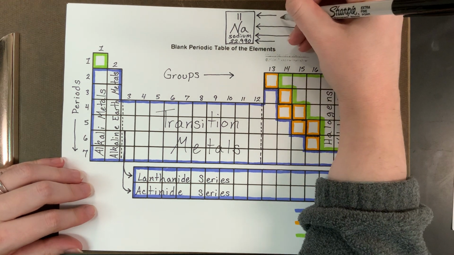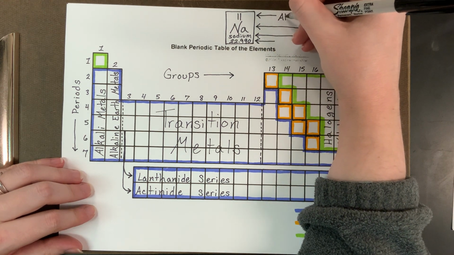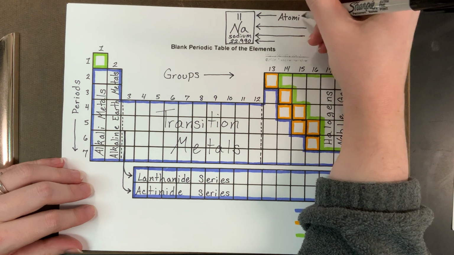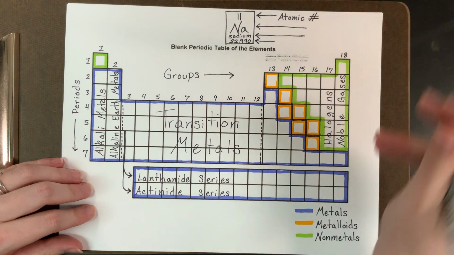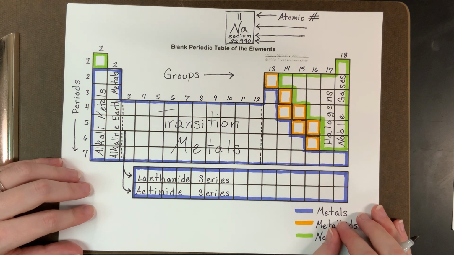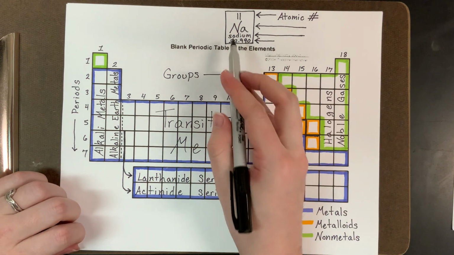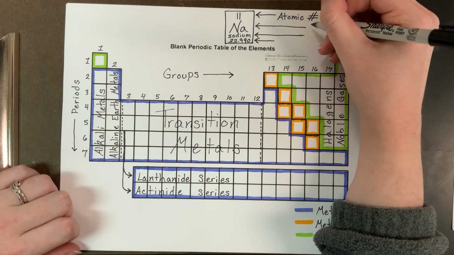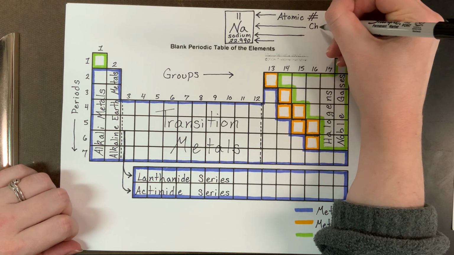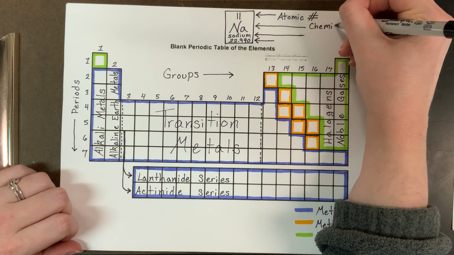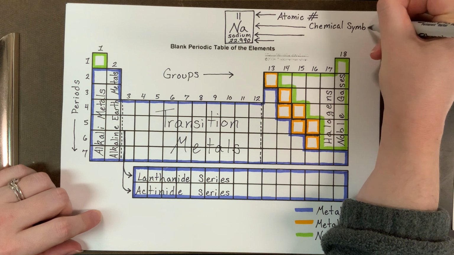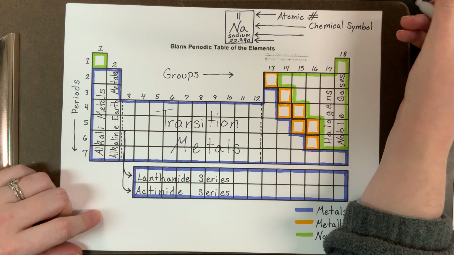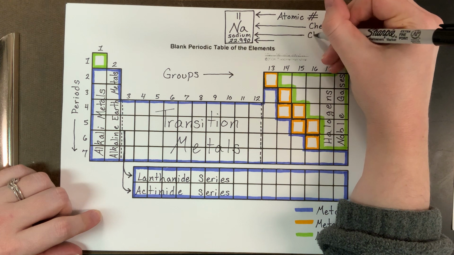So the number at the top is the atomic number. And we've talked about before how the atomic number is equal to the number of protons. That is what defines what my element is. The large letter or two that you see in the middle is the chemical symbol. And then underneath the chemical symbol, you have the chemical name.